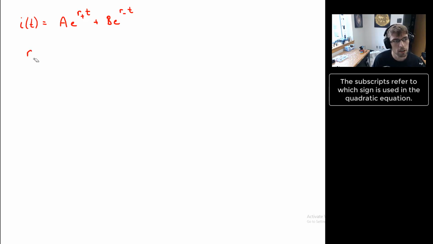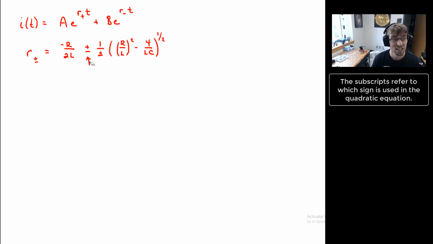So we have our final solution already. Our current as a function of time is going to be some amplitude A times e to the r plus t, and then, because both of these serve as a solution, I'll call it B e to the r minus t, where I am defining r plus or minus as negative R over 2L plus or minus the square root. So both of these count as answers.